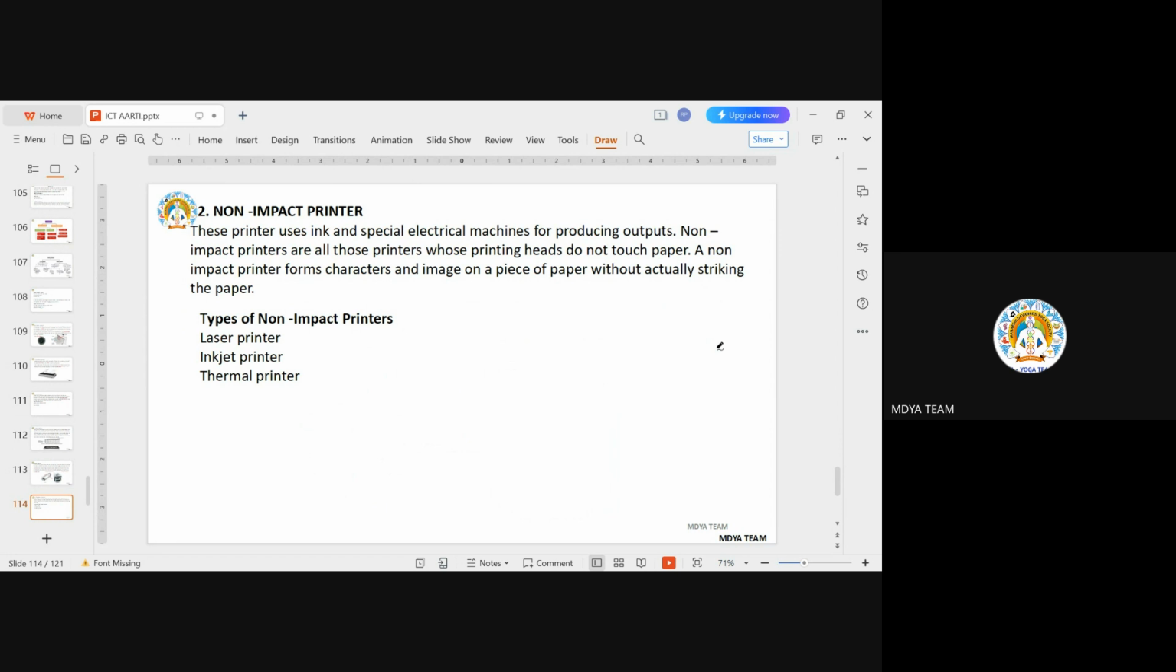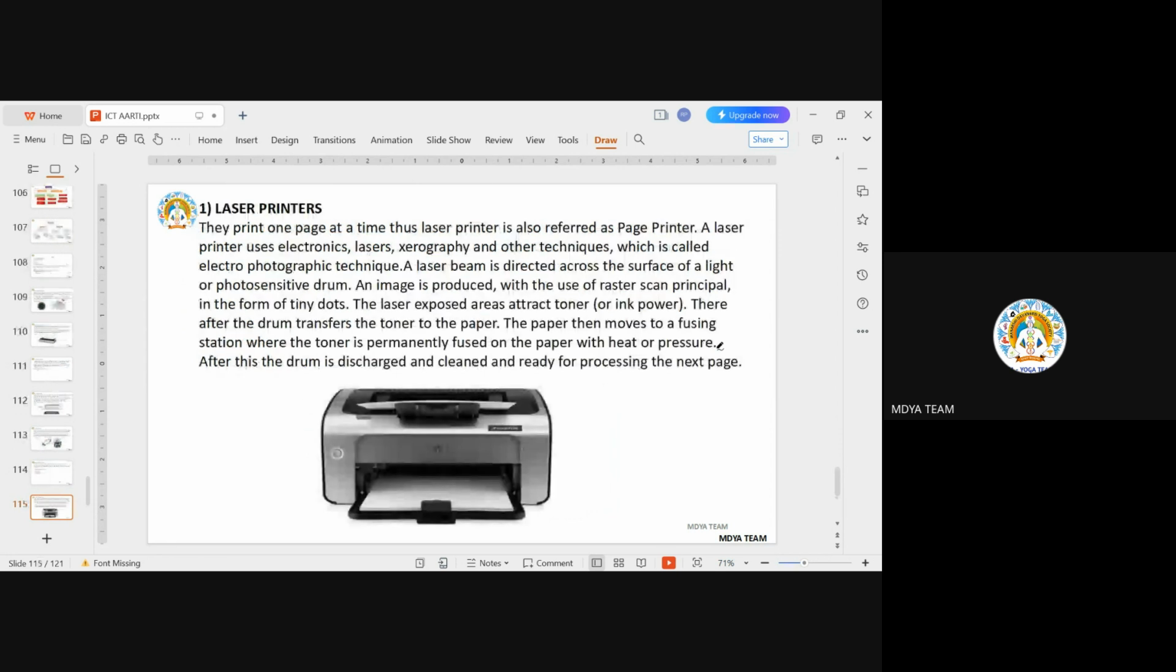Types of non-impact printers. There are 3 types of non-impact printers: laser printer, inkjet printer, and thermal printer. Laser printer. This is very commercial level. These printers are used commercially because they are very expensive. They print one page at a time. Laser printers are those printers which print one page at a time. Thus, the laser printer is also referred to as a page printer.